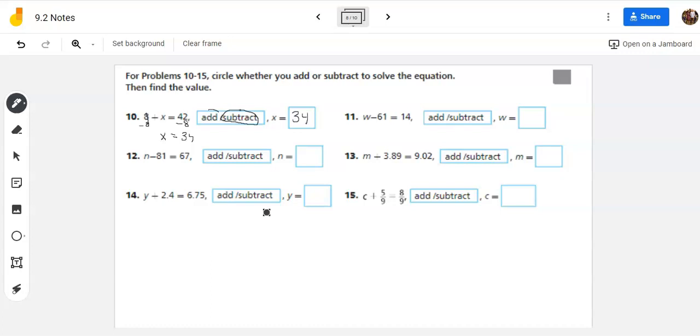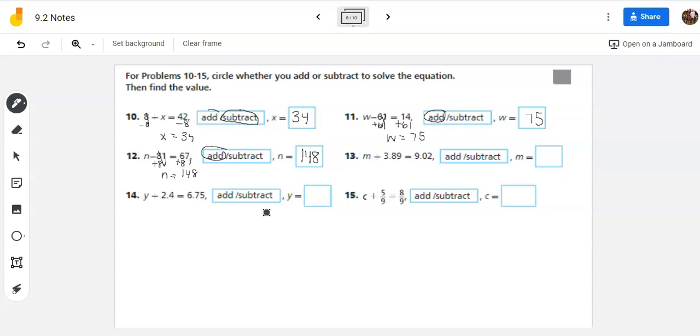The opposite of subtracting 61 is adding 61 to make it go away. So I'm going to go ahead and circle add so I don't do what I did last time. Plus 61. W equals 75. That's 14 plus 61 is 75. Okay, the opposite of subtracting 81 is adding 81. I'm adding on this one. If I added 81 on that side, I'm going to add 81 on this side. So N equals 67 plus 81 is 148. We're going to put 148 right in here.